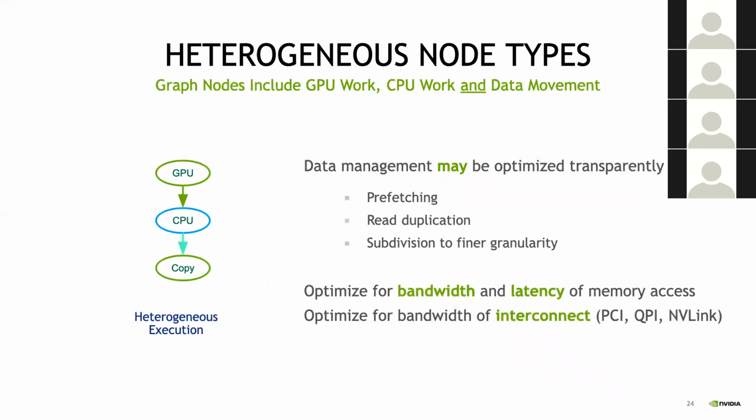And CUDA graphs are heterogeneous types. So you can include GPU work and CPU work and data movement with your graph. One of the benefits of defining your operations into this single cohesive group of work is that CUDA can apply some subtle optimizations that it couldn't if it only saw each kernel as they happened, and you can give it more of the full picture.